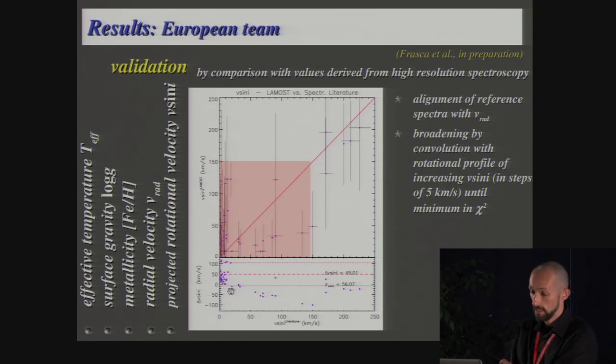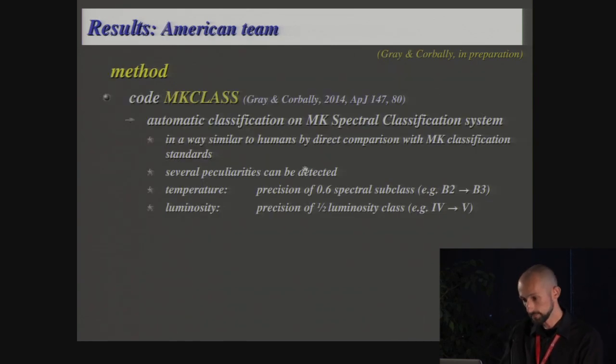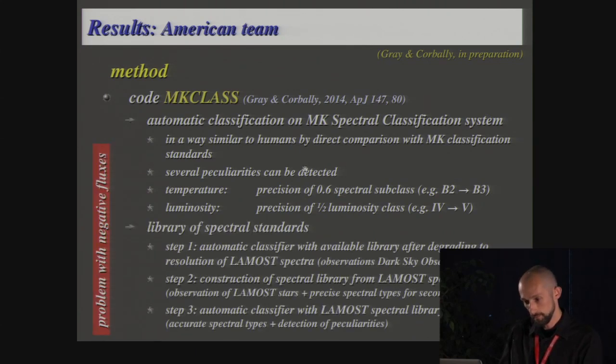We also try to get some information of V sin I, but that doesn't seem to be very easy, which is normal because we are dealing with low resolution spectra. As you can see in this box here, for slowly rotating stars, you basically can say nothing, because the difference between what is known from literature is so huge. But only for stars with a V sin I above 150, we can say something. I will skip this because I'm running out of time.